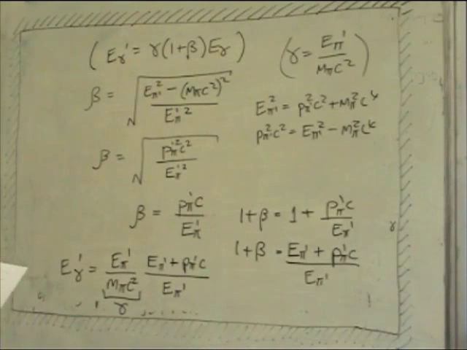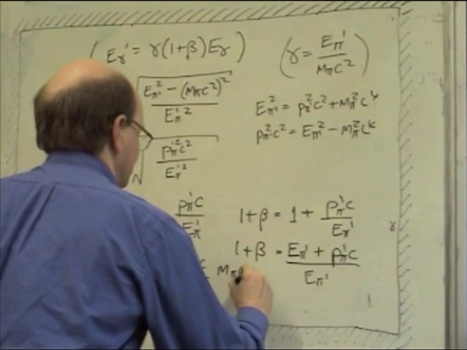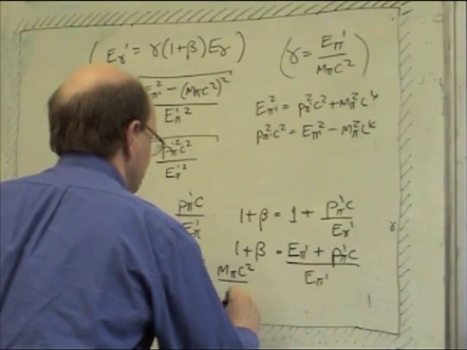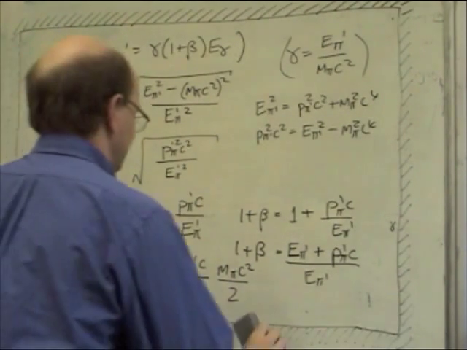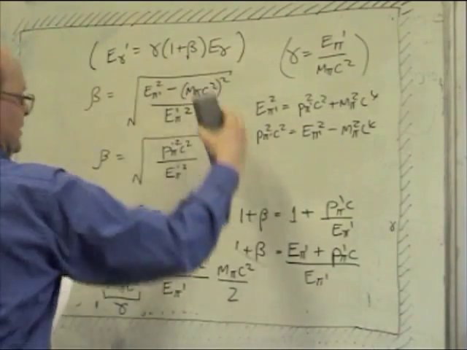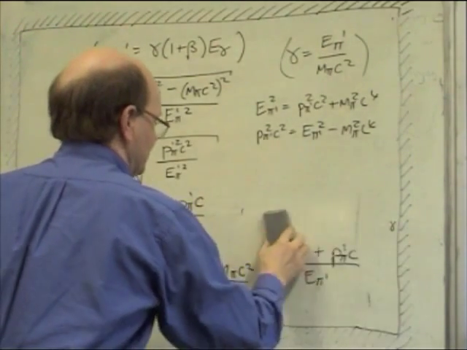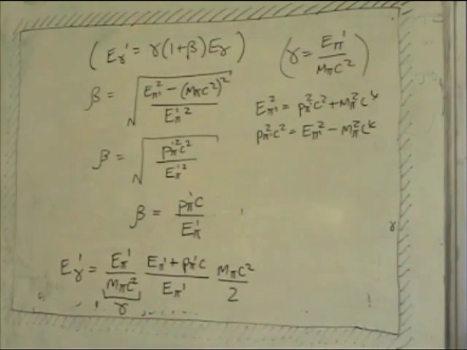And E gamma is m pi c squared upon 2, because if you remember, the gamma rays share the energy of the initial pi meson, which in the unprimed frame, this is E gamma in the unprimed frame, the pi meson's at rest. So its total energy available is just m pi c squared.